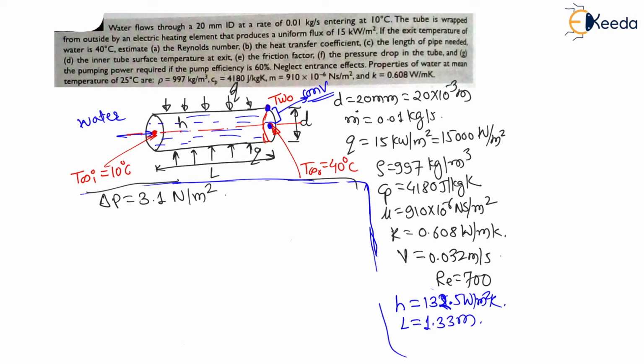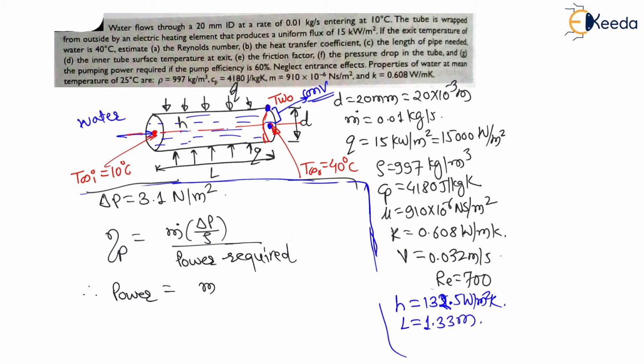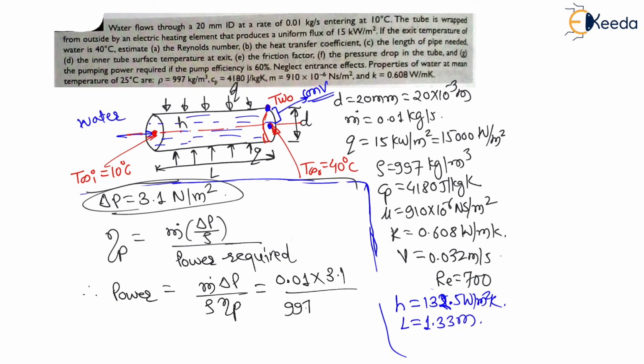Now, here the efficiency of pump is 60%. This efficiency of pump is nothing but m dot into del p by rho, whole divided by the power required for pumping. This is the efficiency of pumping. Therefore, we can say the pumping power required will be equal to m dot del p divided by rho into efficiency of pump. So let us put the values. m dot, the mass flow rate, is 0.01, into the pressure drop we have just calculated, 3.1, divided by density, given as 997, into efficiency of pump, 60%, which is nothing but 0.6.